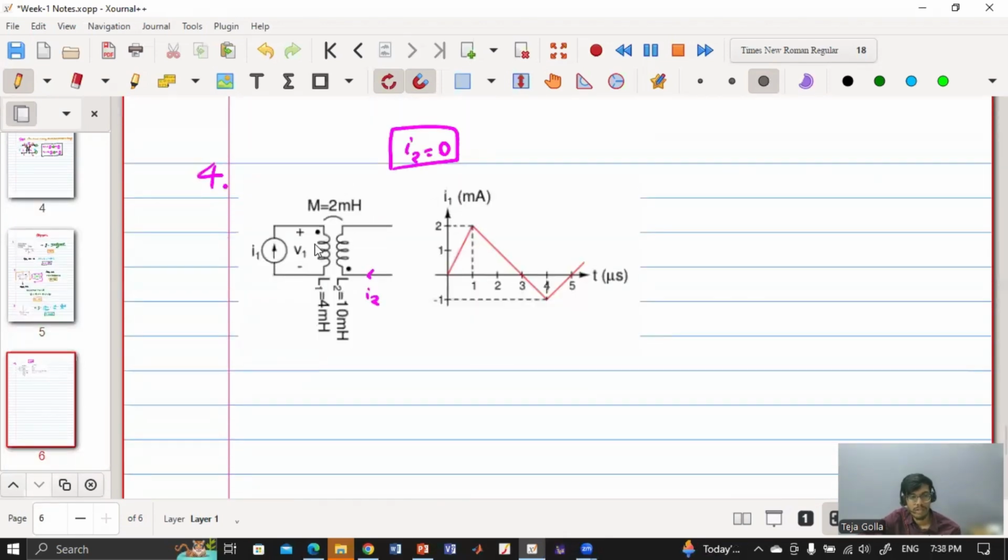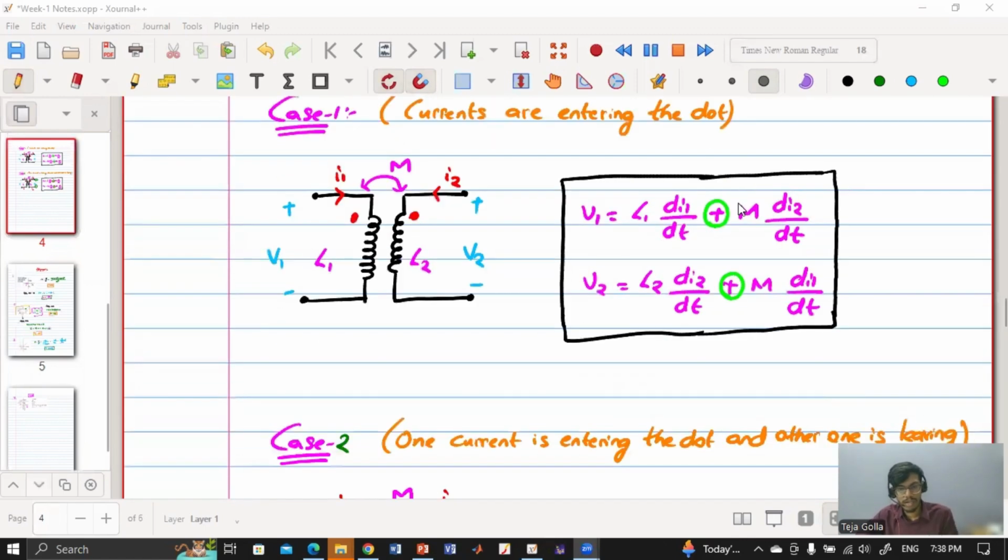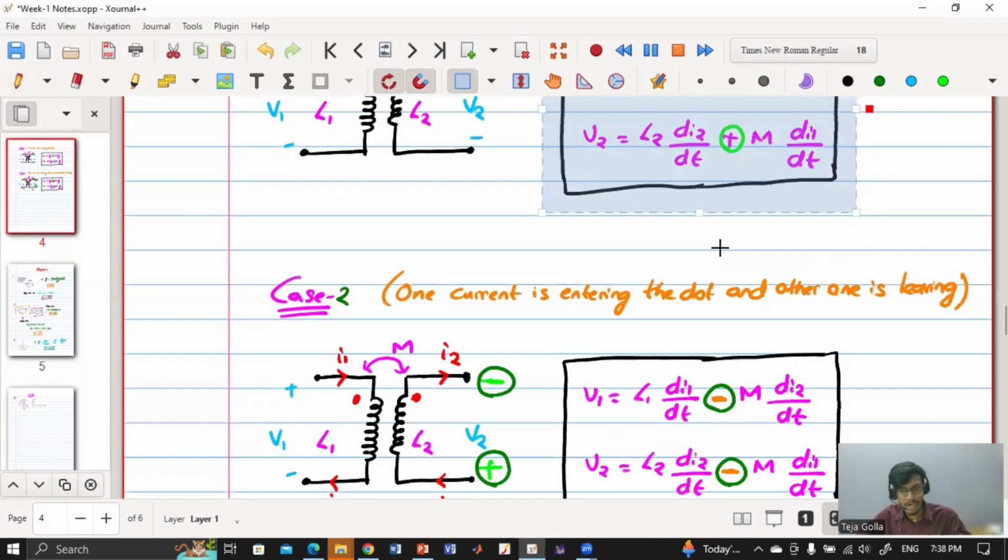Second case. Can you check? This is I1 and this is I2. Case 1, because current is entering the dot in both the cases. So it comes under case 1. And we know that in case 1, it is plus M, right? So I'll just go to the top and I'll use the same. So I can copy paste this and I can use it here.